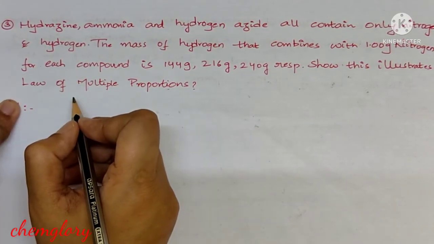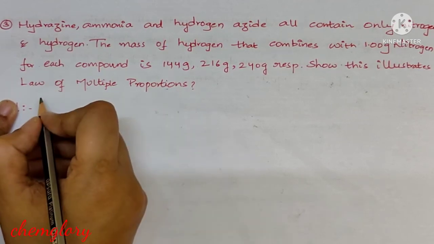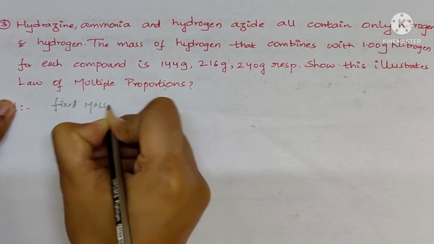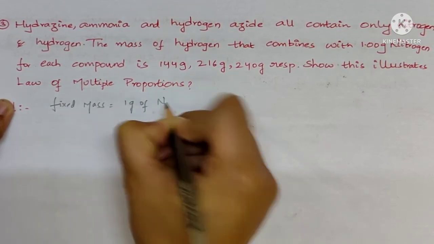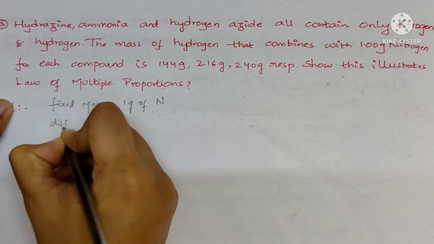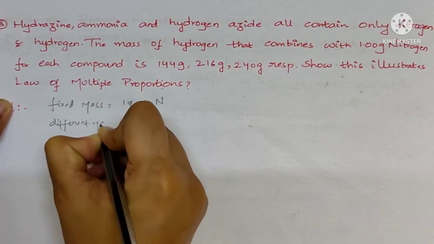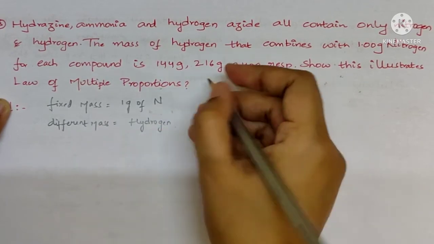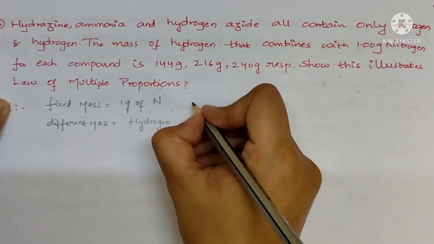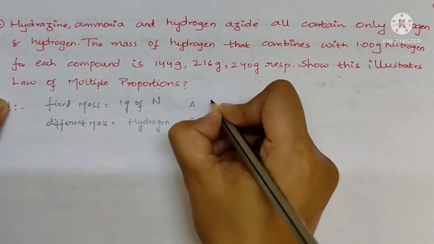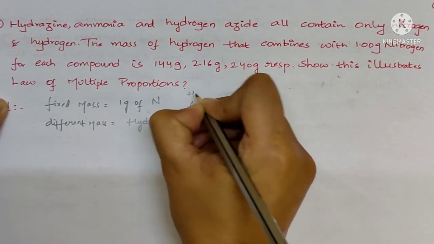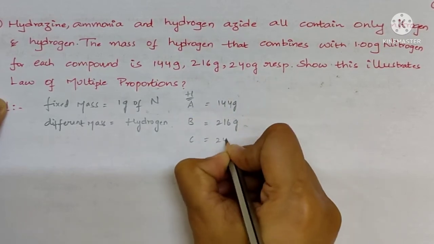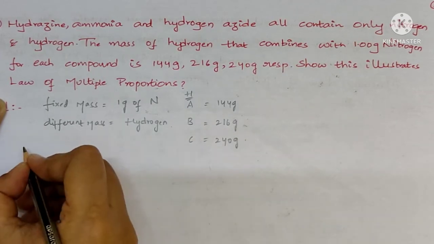Here we have to solve in the same way, students. What is the fixed mass given? The fixed mass is 1 gram of nitrogen. Which element is having different masses? That is hydrogen. So now we will denote these 3 masses as A, B, C of hydrogen in different compounds: 144 grams, 216 grams and 240 grams. Okay, so now let us solve this.